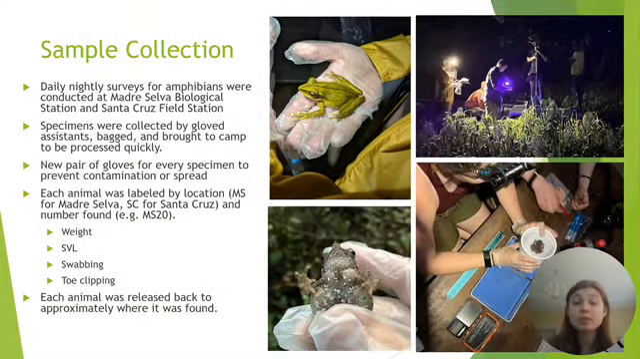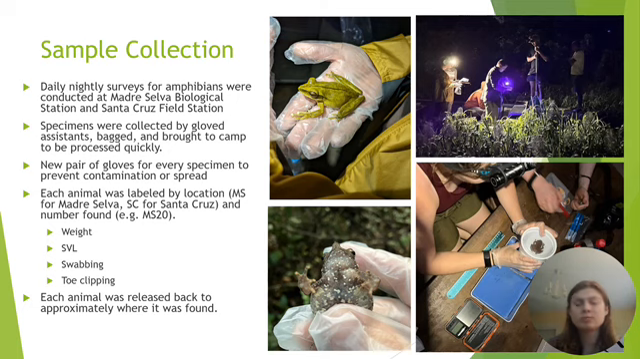We went out to collect samples on nightly surveys at our 2 field stations during the month of May, namely Madre Selva Biological Station and Santa Cruz Field Station. Specimens were collected by gloved assistants, bagged, and brought to camp to be processed quickly. Once we processed them, we, as soon as possible, returned each specimen to the location approximately where we found them. A new pair of gloves was used for each specimen in order to prevent cross-contamination of the fungus, which can be transferred by hand from one specimen to another.